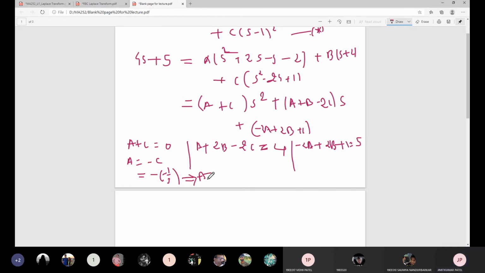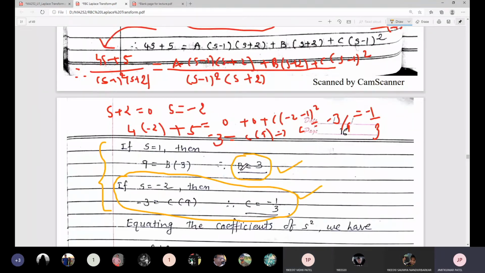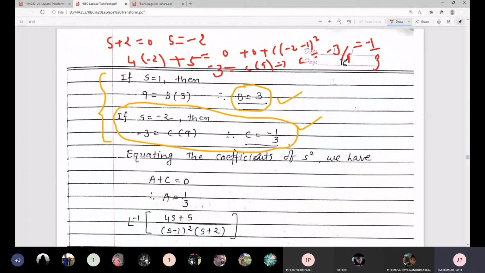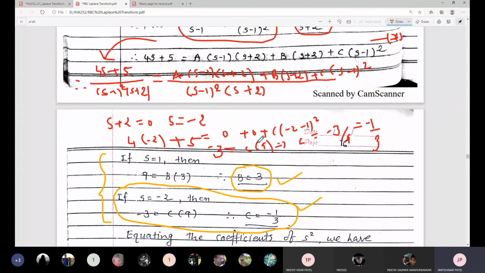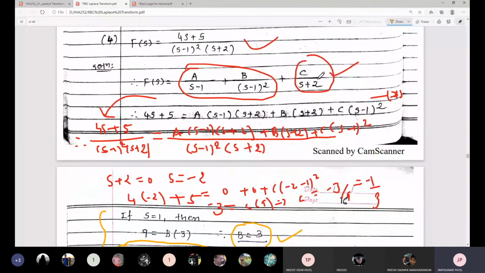Done? Any doubt up to here, student? No, sir. Okay, so we have A, B and C. A is equal to 1 by 3, B is equal to 3 and C is equal to minus 1 by 3. Now substitute all these values in the first term. What is our first equation? F of s is equal to this one.